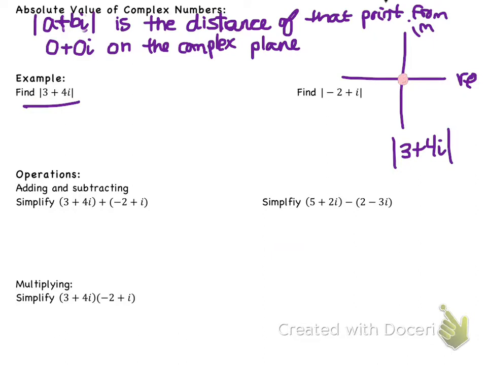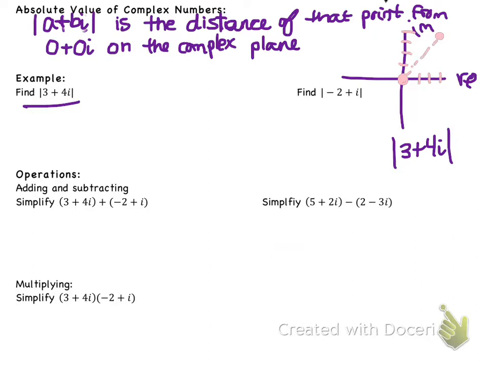And then the point 3 plus 4i is I go over 3 on the real axis and then up 4 on the imaginary axis. So there's that point there. And so I want to know the distance between those 2 points. And so that would be this distance here.